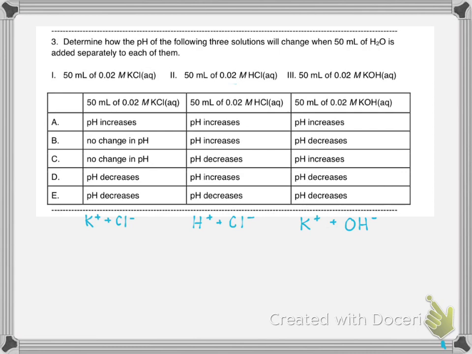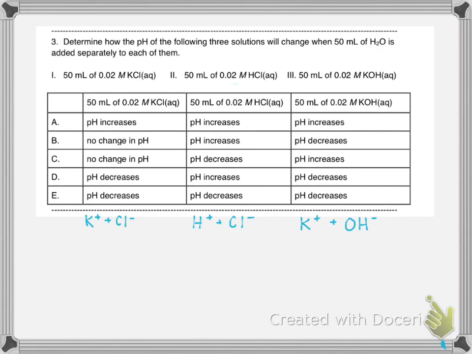In number 3 here, we have 3 solutions, and we're going to add some water to them. Okay, so our first solution is KCl. This is a salt. It's a strong electrolyte. It's going to break up into K plus and Cl minus. The second solution is HCl. This is a strong acid, so it's going to completely dissociate into H plus and Cl minus. And thirdly, we have KOH, which is a strong base and will completely dissociate into potassium and hydroxide ions.